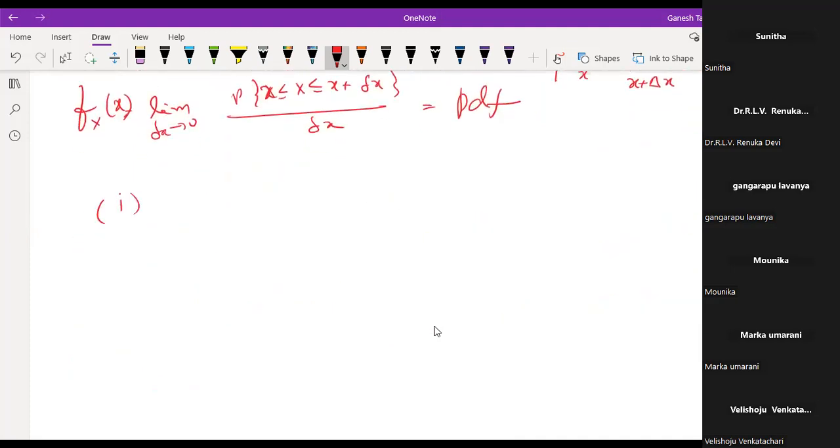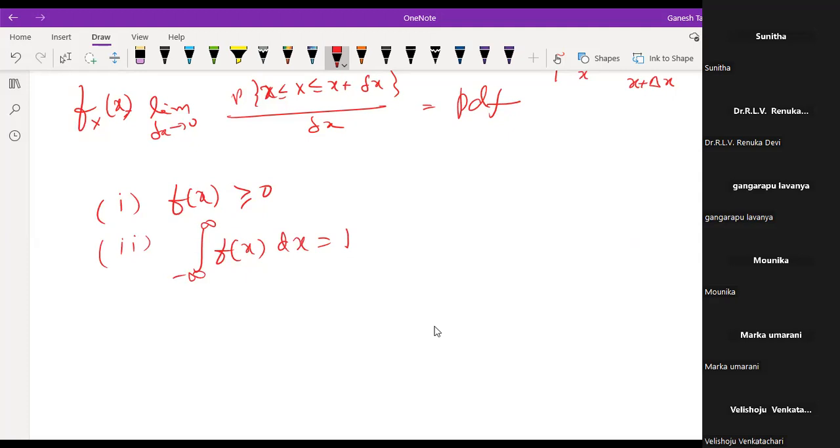Okay, because it is a density function, it must have some properties. The first property is that f of x must be greater than or equal to 0, because it is defined on the random variable. And the second thing, the integral from minus infinity to plus infinity of f of x dx must be equal to 1. Total probability should be equal to 1.